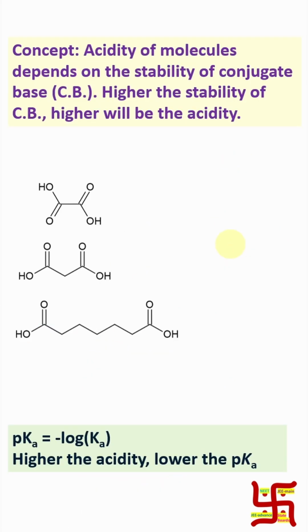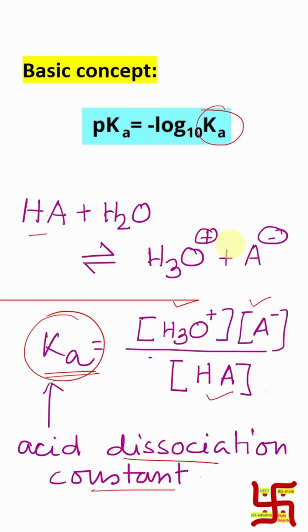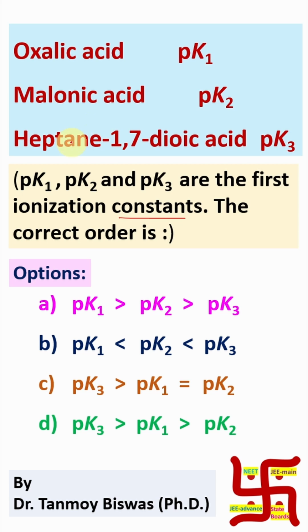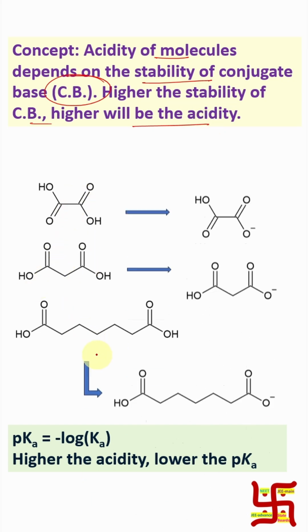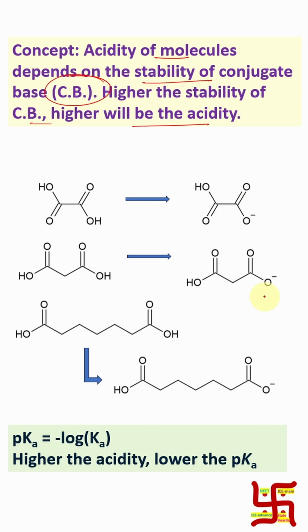Now another thing I want to say here: since the comparison was given with three different acids, I mean oxalic, malonic and heptane-1,7-dioic, I have drawn this structure here. The concept is that the acidity of a molecule depends on the stability of its conjugate base, and the higher the stability of the conjugate base, the higher will be the acidity. Now if you look at these three acids, what are their conjugate bases? So you can see these are the conjugate bases.